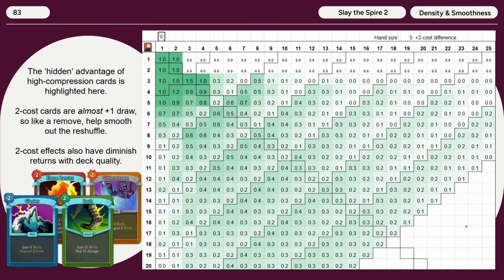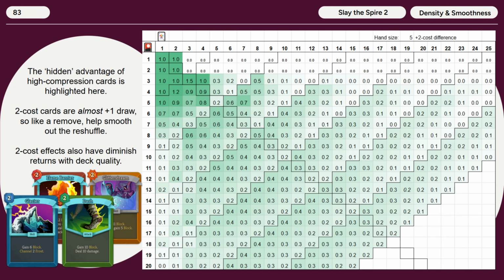So 2-cost cards are almost like +1 draw. We'll look at draw in a moment, but they're similar to a remove. They help smooth out the reshuffle. 2-cost effects also do have diminishing returns with deck quality though. Whereas card removes get better as you take more of them, 2-cost cards get worse as you take more of them. But at least for the first 1 or 2 or 3 2-cost cards, effectively it's giving your deck extra card draw every time you would draw one.